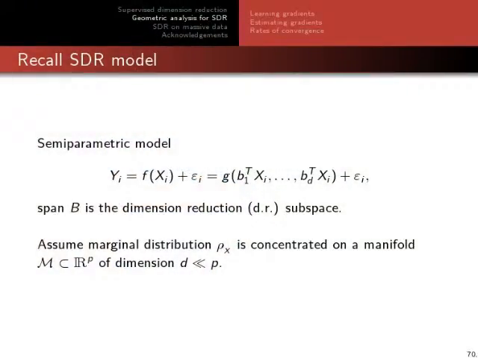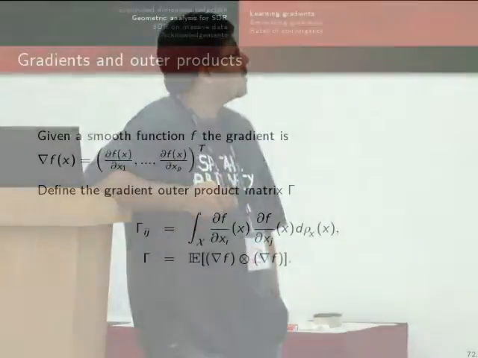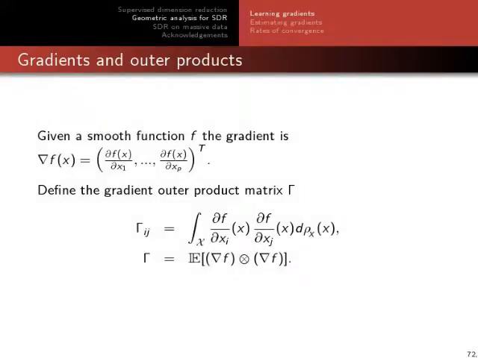Okay, so I think I've showed you this before. From now, assume that the marginal distribution on X is concentrated on a low dimensional manifold. And what I'm going to do is give you a geometric perspective of this problem. An important quantity is going to be the gradient of the regression function. So my regression function is f of x, and I'm just taking coordinate-wise partial derivatives and then lining it up as a column vector.